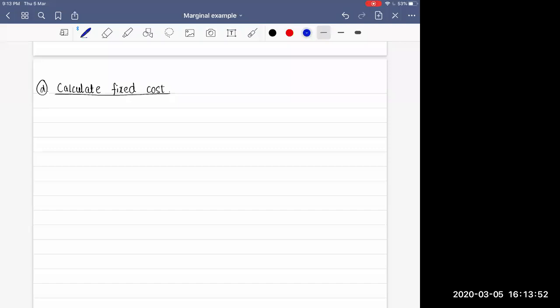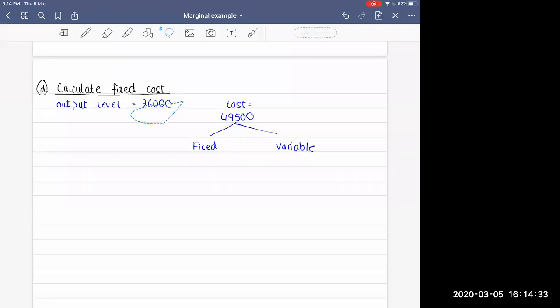कैसे calculate करूँगा मैं अपनी fixed cost? I know कि when the output level is 26,000 units, my cost is 49,500. और इस 49,500 के अंदर कुछ cost fixed है और कुछ variable है, right? Now I know the variable cost per unit. My variable cost per unit is 0.75.